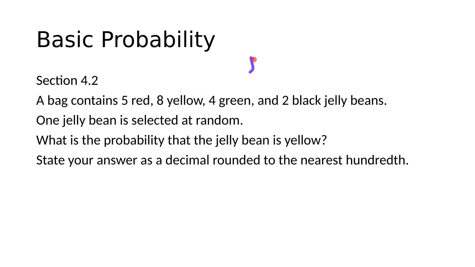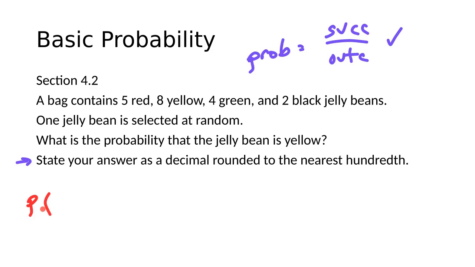Key thing to remember here is that probability is always equal to successes divided by outcomes. We're told here to state our answer as a decimal rounded to the nearest hundredth, but the first thing we're going to do is write it as a fraction, successes over outcomes, then we'll convert that fraction to a decimal. What we were asked for is the probability of getting yellow. And probability is successes over outcomes.